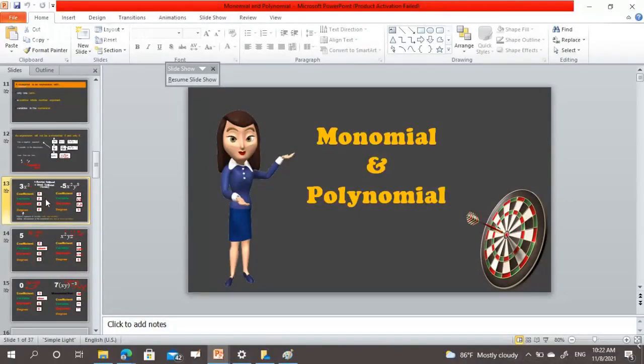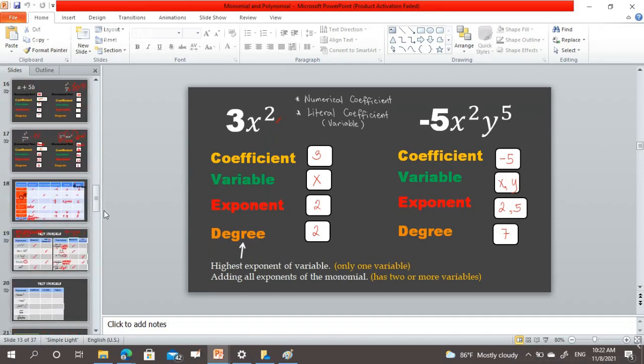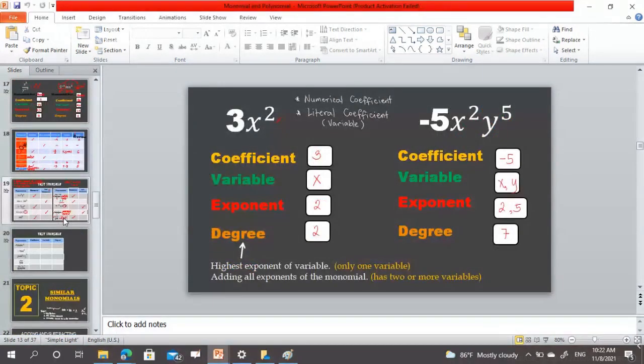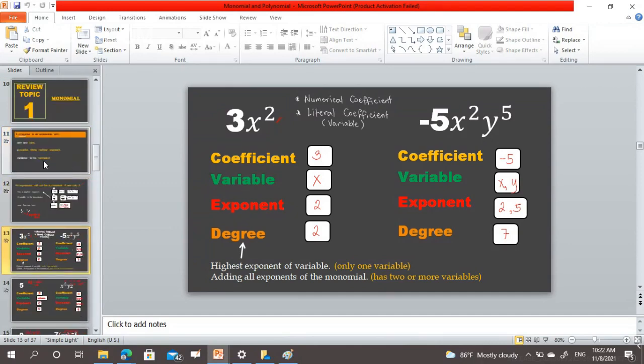You already know how to say whether monomials are similar or not. How do we say that two monomials are similar or not? Talk. How do we say that two monomials are similar or not?